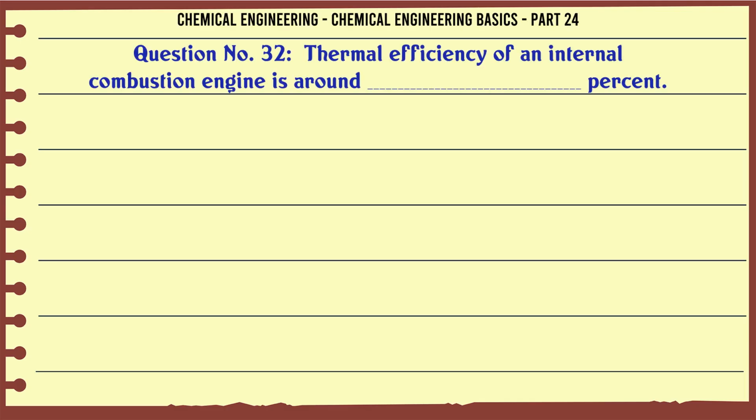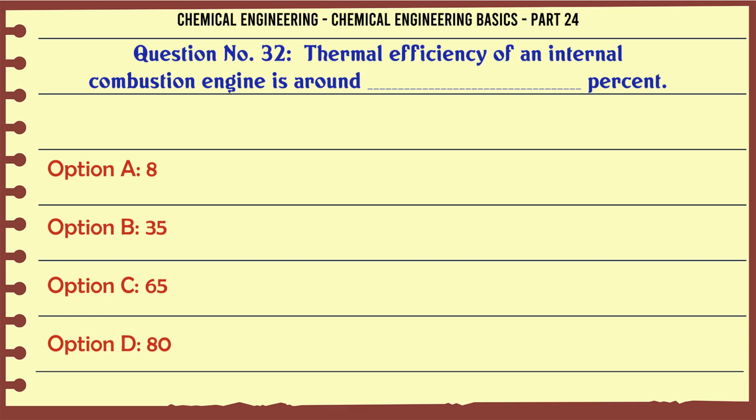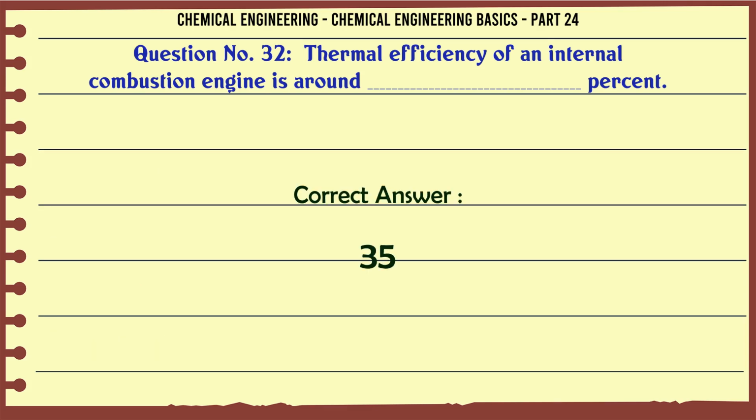Thermal efficiency of an internal combustion engine is around % A. 8. B. 35. C. 65. D. 80. The correct answer is 35.